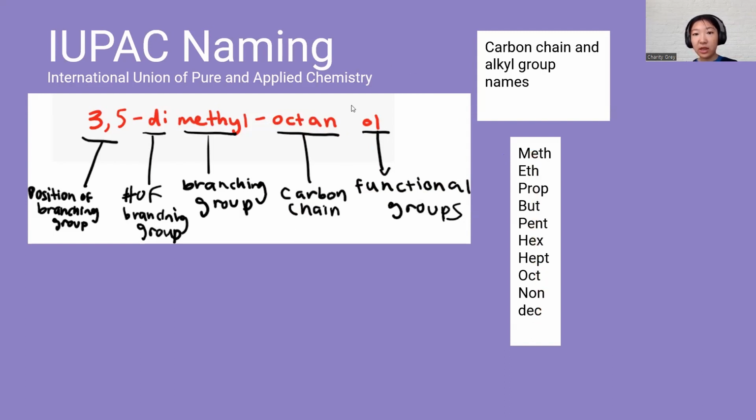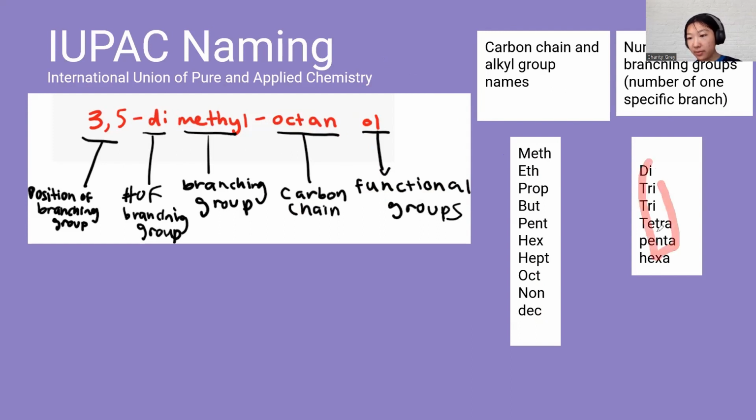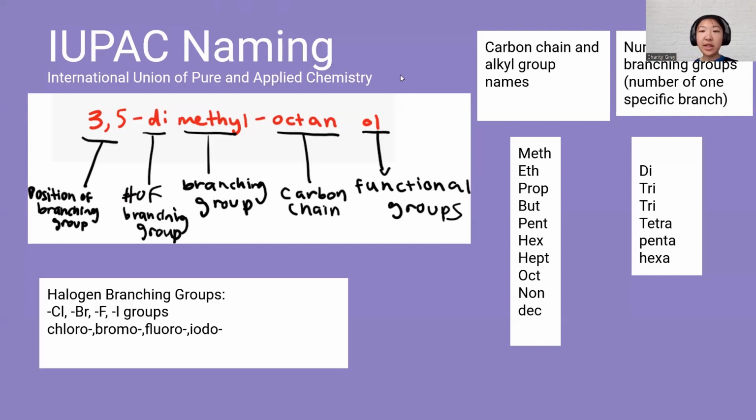Then we have a very different one. This is di, tri, tetra. And that is going to be the number of your branching group. So that is not the number of carbons. That is the number of the branches, of the same branches. So if you have 2 ethyl, or if you have an ethyl branch and a methyl branch, you don't do diethyl methyl because you only have 1 ethyl branch, right? And then you also have halogen branching groups, which is what we saw earlier. We have chloride, bromide, fluoride, and iodide. So that becomes chloro, bromo, fluoro, iodo. Now, these are your other branching groups. So they are different than your alkyl branching groups, right?